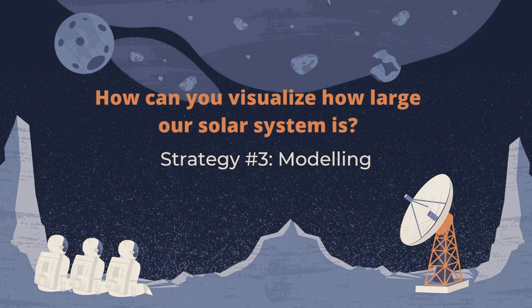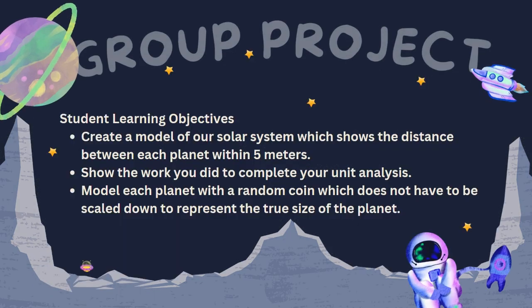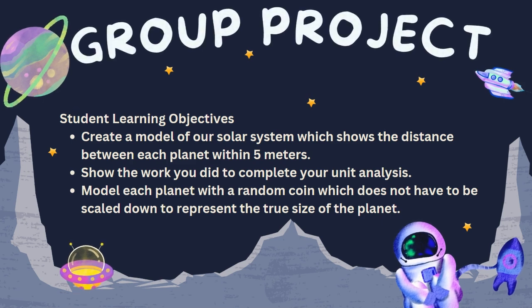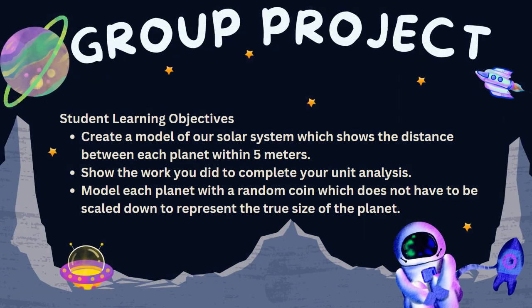After students learn how to select proper research articles for the information they want to present, they may learn how to model that information. For a solar system project, one option would be to model the distance between each planet within 5 meters. This requires them to exercise their scaling abilities, unit calculations, and conversions as well as creativity.